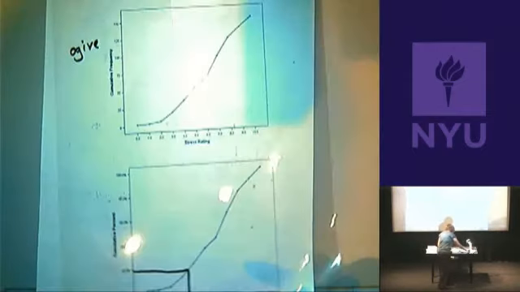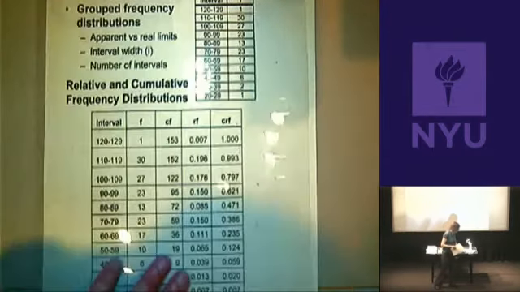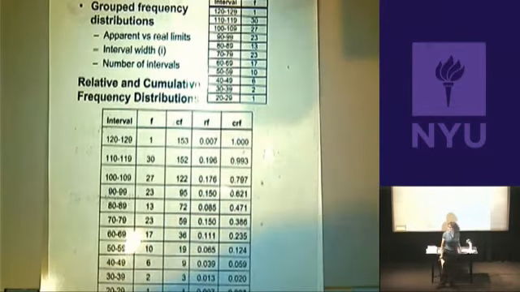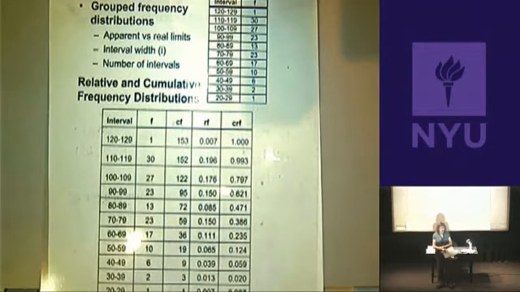Now, that was all fine and dandy when our numbers were simple. I only had 10 values. My stress values are only 0 to 10. What if I have more than that? Well, here's the data. What's the background story on this? The background story on this is that some researchers wanted to find out about children's attitudes towards learning and work.